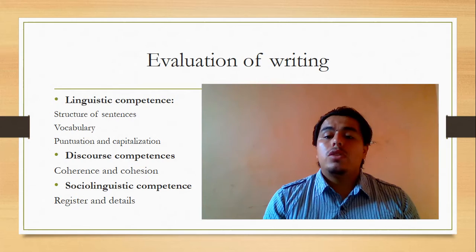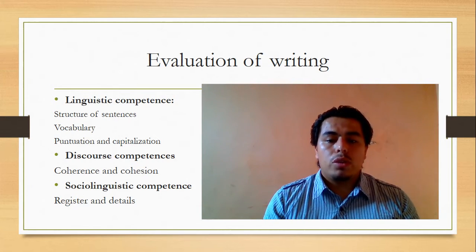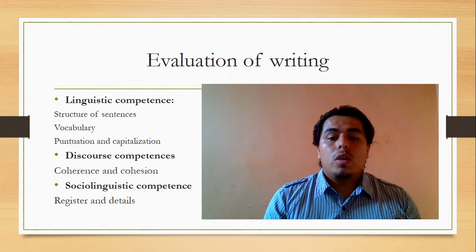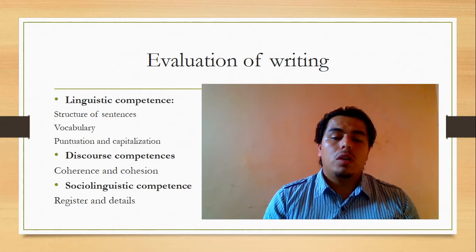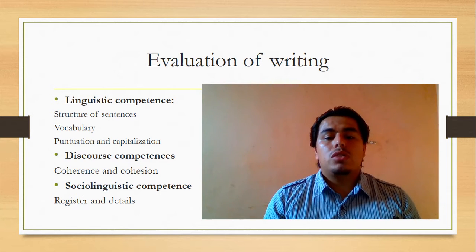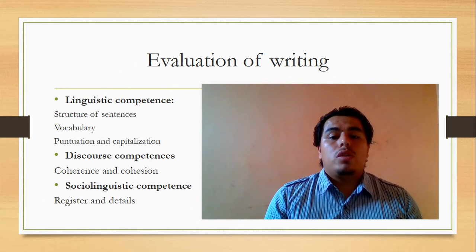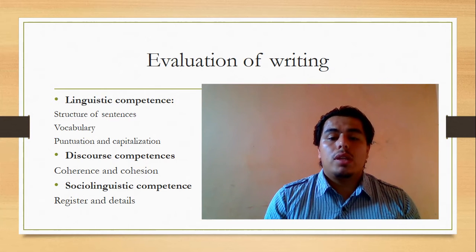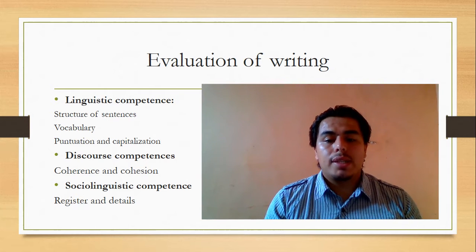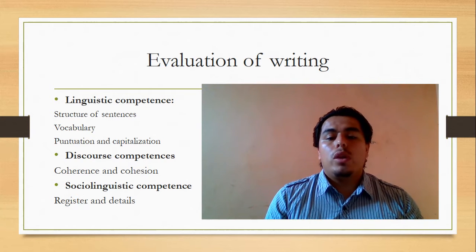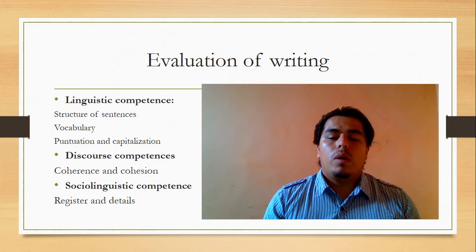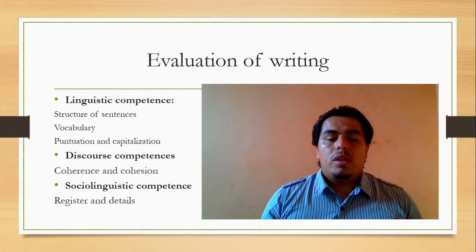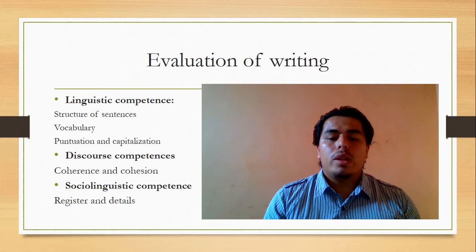In the evaluation of writing, which is one of the most important things in our document, there are the linguistic competence, the discourse competence, and the sociolinguistic competence. The one that I chose to work on here, because it involves a lot of soft skills, is the linguistic competence, which involves the structure of sentences. As I said before, that is the order that you follow at the time of writing a sentence. Also the vocabulary, which belongs to lexicon. That is how much vocabulary you know about a topic and whether you are using it correctly.